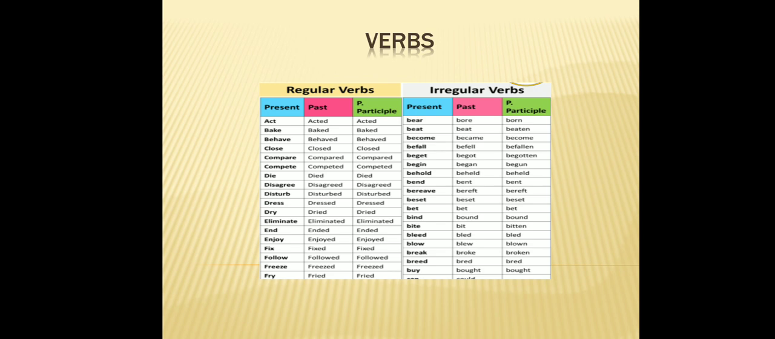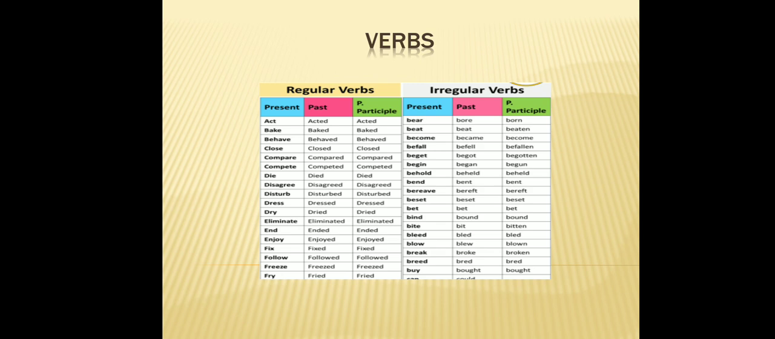As we can see in this image, we have regular and irregular verbs. At the same time, these verbs are divided into present, past, and past participle. As we can see, the regular verbs only add the ending ed, like in the examples: act, acted, acted; bake, baked, baked; close, closed, closed; die, died, died. In the regular verbs, we only add the ed ending.